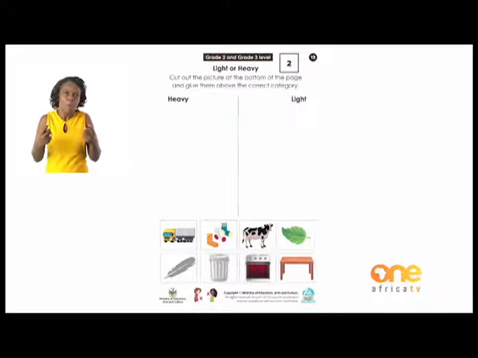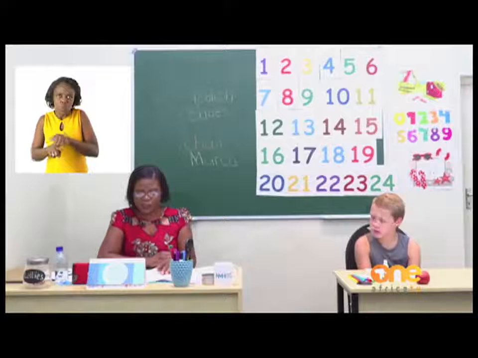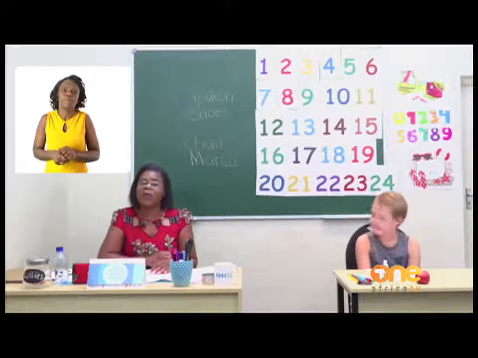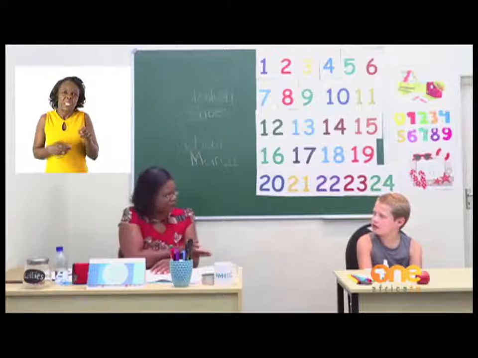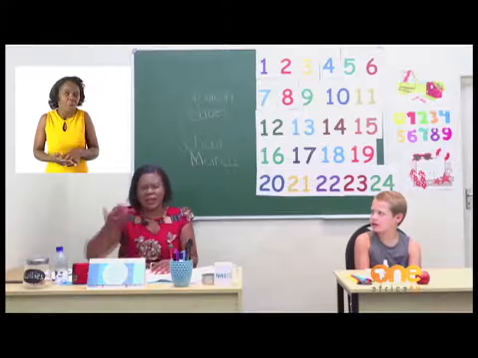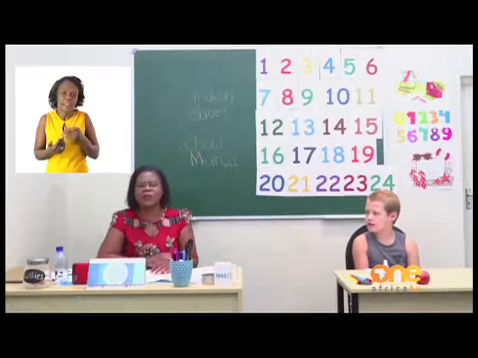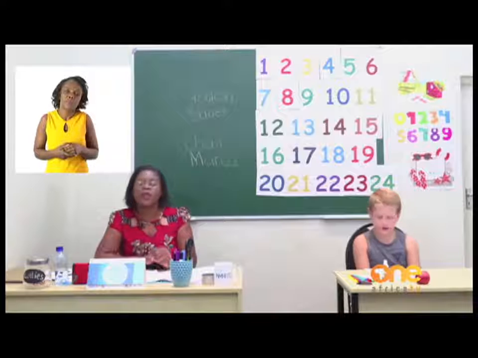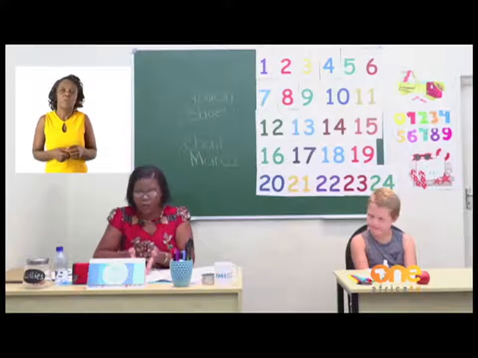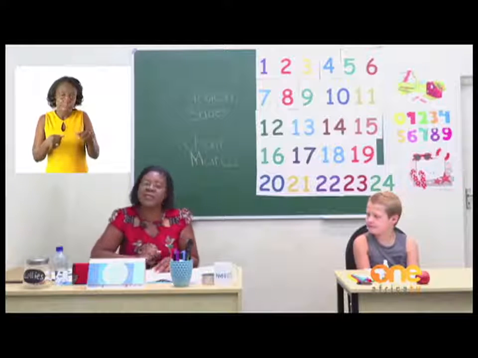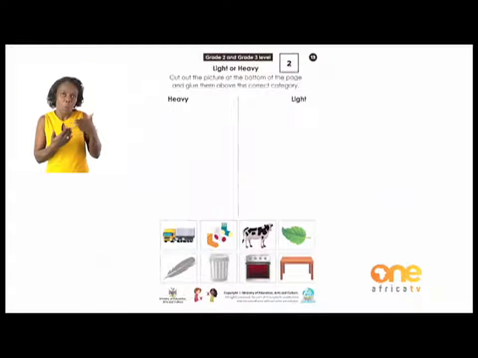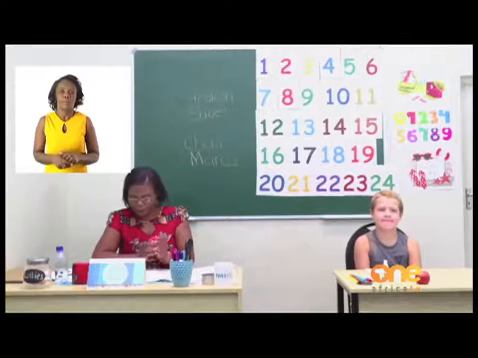What is the next object? They are my socks. Those are your socks. Are the socks heavy or light? What do you think? They are light. I can lift them up without having to use much of my strength. Therefore, the socks are light. I'm going to cut my socks nicely with my scissors and paste them on the right-hand side under the column of light. So, do the rest of the objects in the same way.